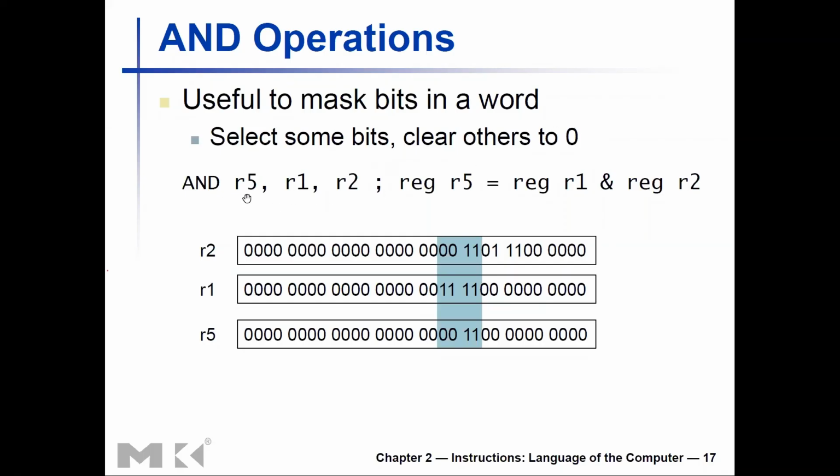Now take this instruction, for example, AND R5, R1, R2. You need to get the bitwise AND operation between R1 and R2 and store the result in R5. What we are trying to look at is the result stored in R5. If you look at this example, R2 stores this particular bit stream and R1 stores this particular bit stream corresponding to a particular decimal value.